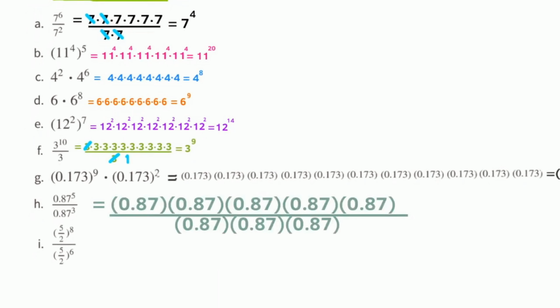H. 0.87 to the power of 5 divided by 0.87 to the power of 3. Cancel out 0.87 times itself 3 times from the bottom, and we canceled that out 3 times from the top, leaving just 0.87 times itself 2 times. So our answer would be 0.87 to the power of 2. If you notice, we subtracted the exponents. 5 minus 3 is 2.